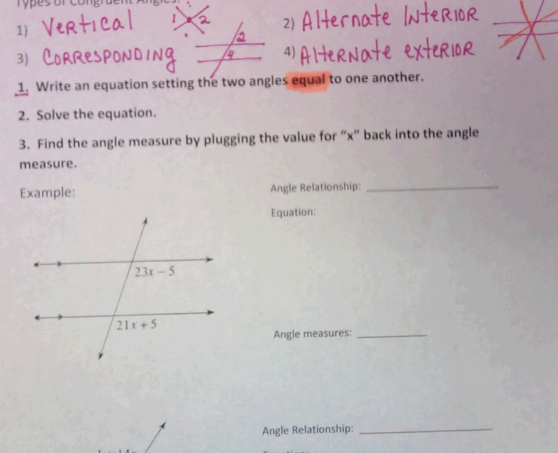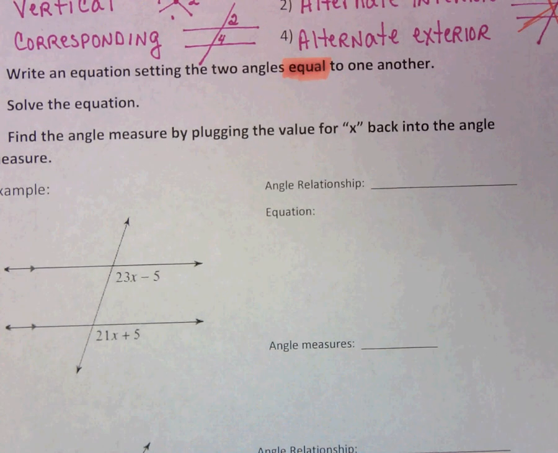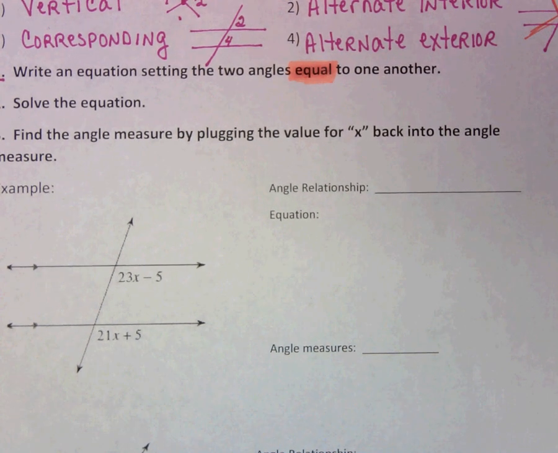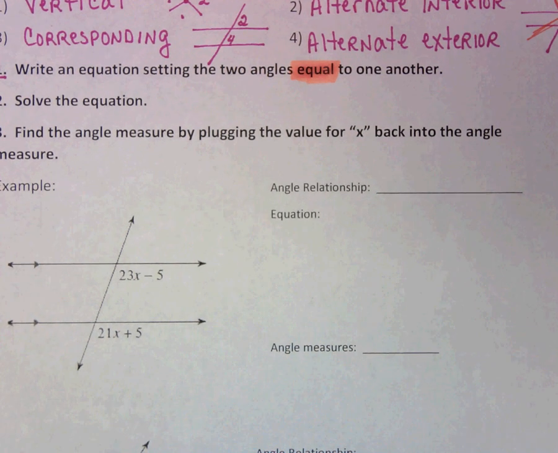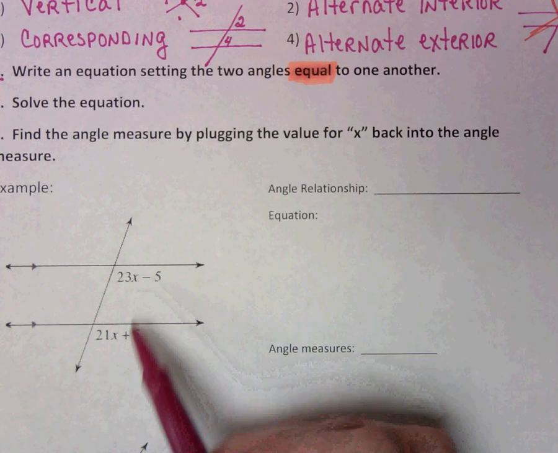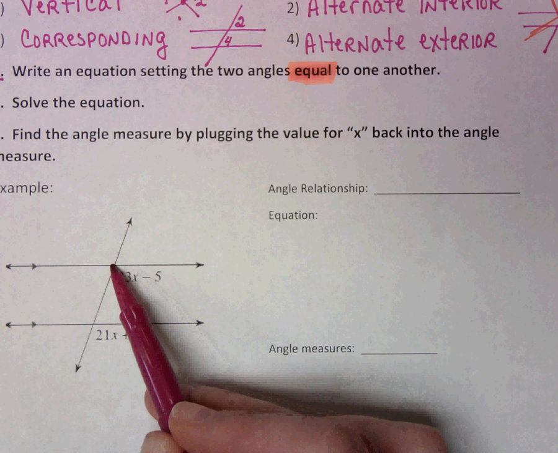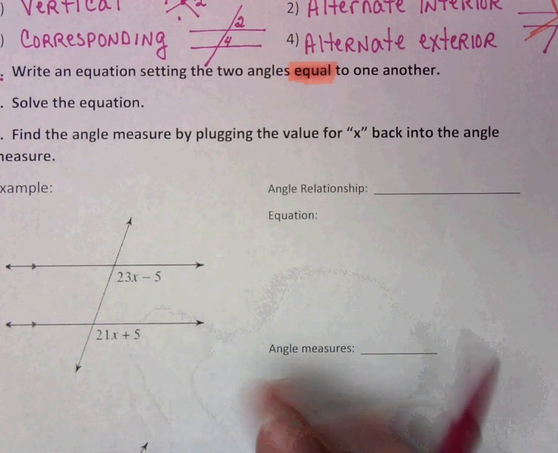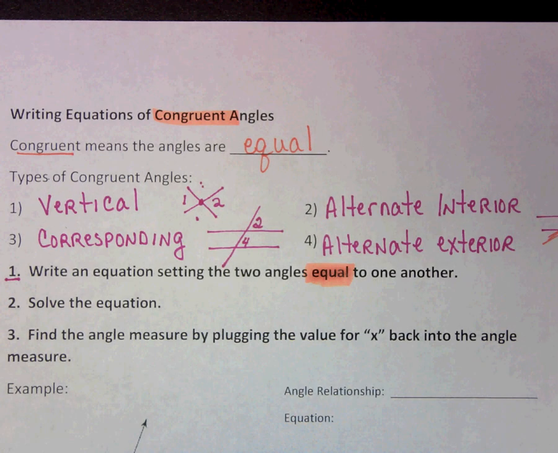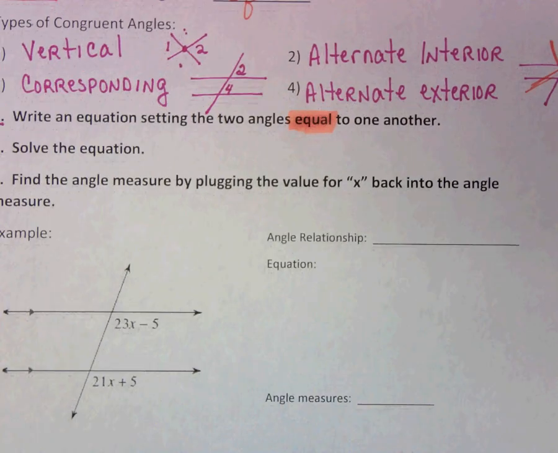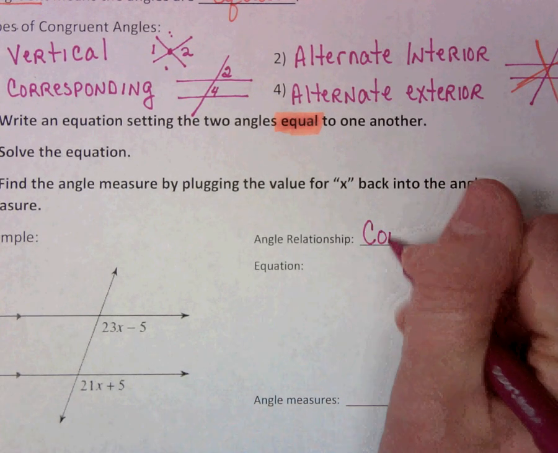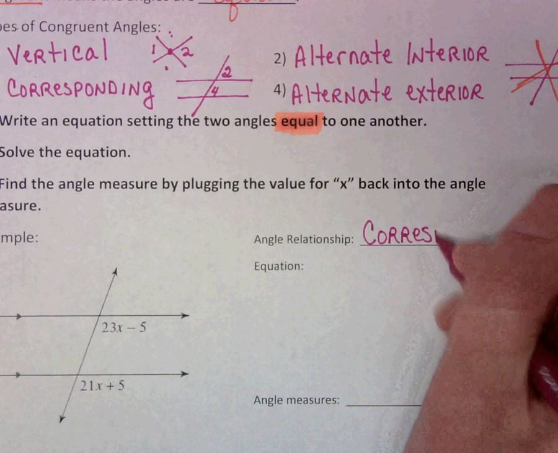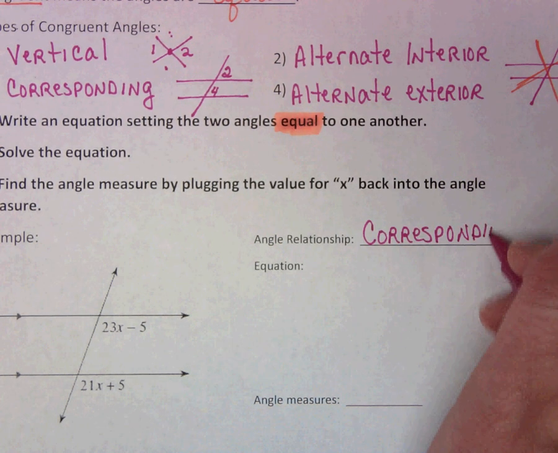Okay, in the first example, I have 2 angles. Now let's just double check. I've told you we're only working on congruent angles, but let's just make sure and identify. So if you look at these 2 angles right here, notice they're both below their parallel line. So they're in the same position, which makes that which type of angles? Okay, hopefully you were thinking corresponding. So the angle relationship of these 2 angles is that they are corresponding angles.